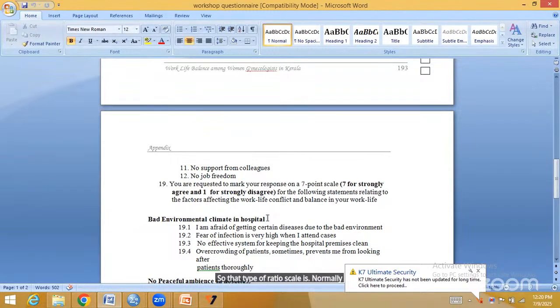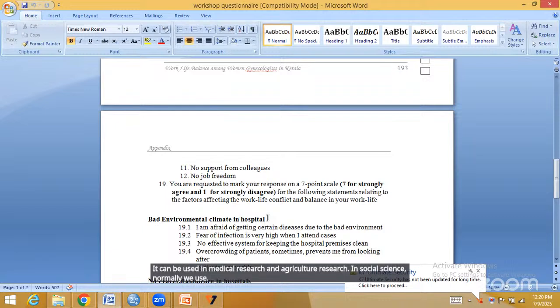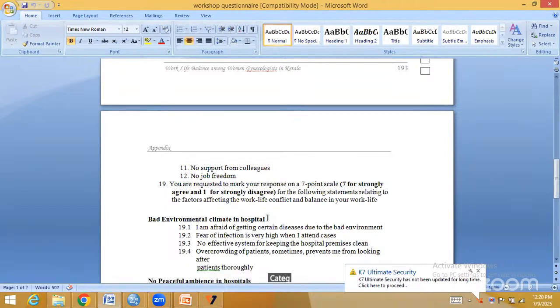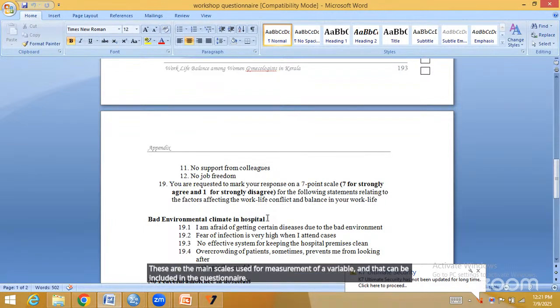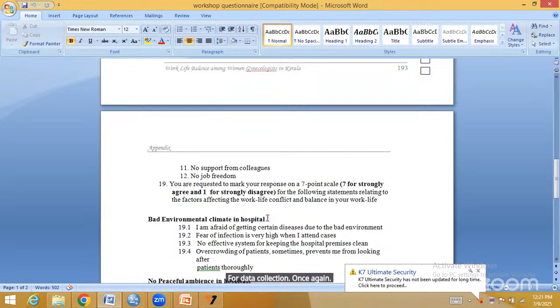So that type of ratio scale is normally not used in social science research. It can be used in medical research and agriculture research. In social science, normally we use categorical scale or nominal scale, ordinal ranking scale, ordinal scale, and interval scale exclusively for the measurement of a quality. These are the main scales used for measurement of a variable, and that can be included in the questionnaire for data collection. Once again, bad environment and climate in hospital, this is a qualitative variable.